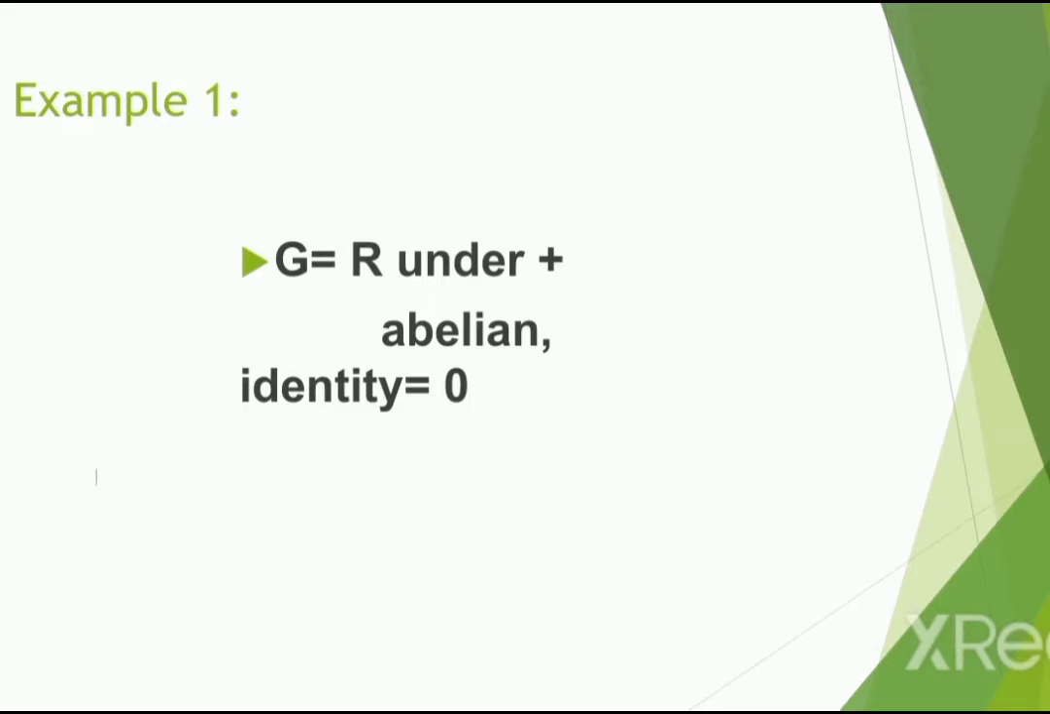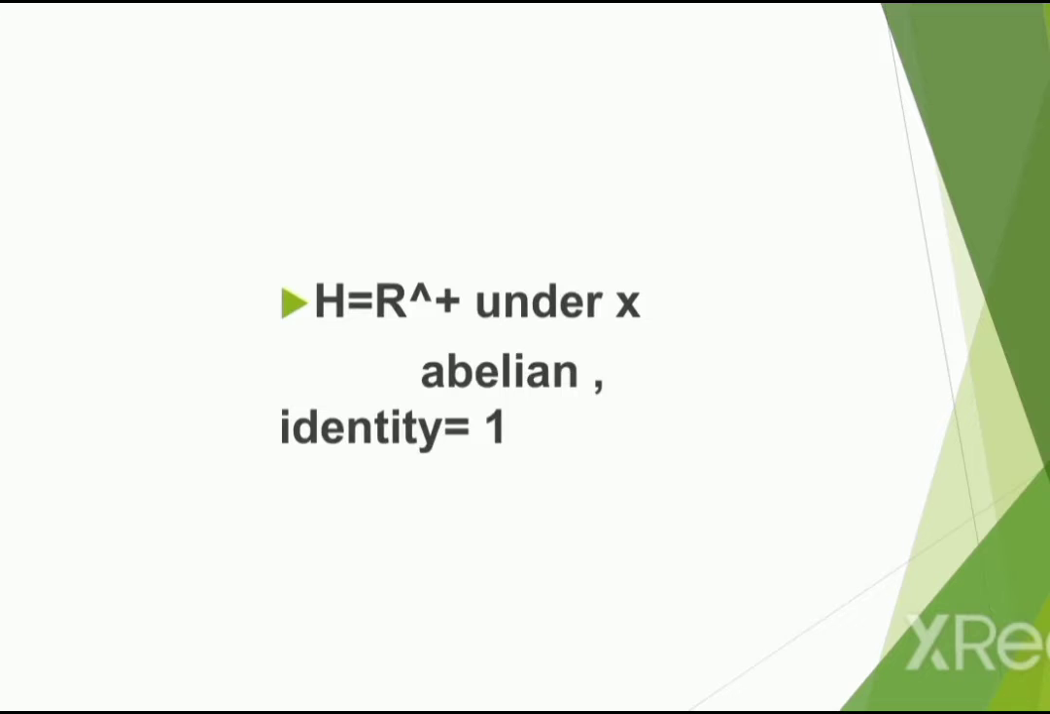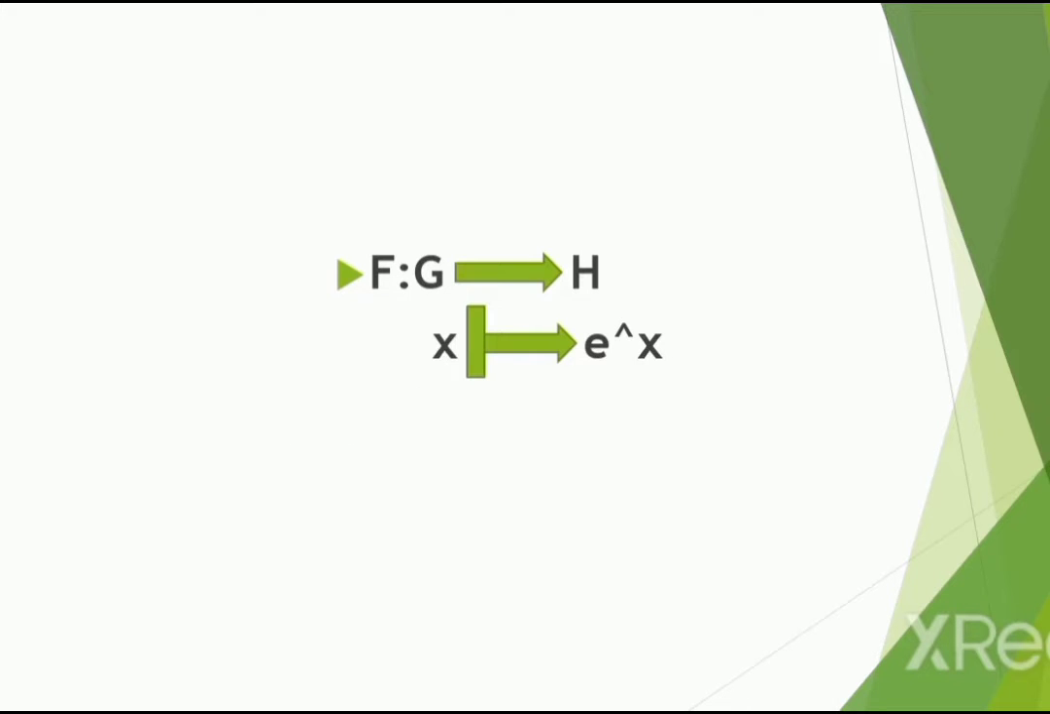So, first example, let G be the group of real numbers under addition, an abelian group with identity element 0, and let H be the positive real numbers under multiplication, an abelian group with identity element 1. So here's the homomorphism. Define the function f that maps x to e to the x.